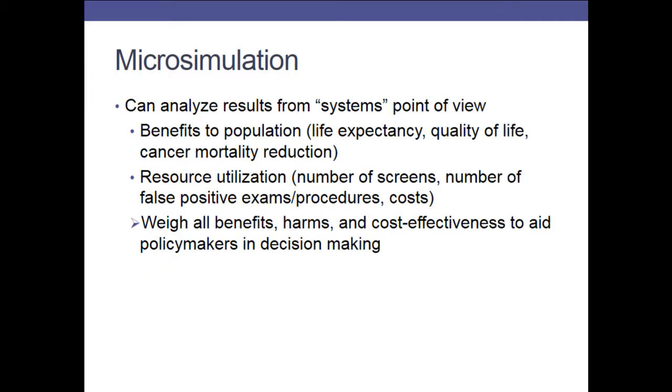One of the advantages of these models is you can analyze results from a systems point of view. So you can look at overall benefits to the entire population, such as life expectancy, quality of life, and cancer mortality reduction. You can also look at resource utilization. So how many screens did you have to perform? What was the number of false positive exams? How many procedures were performed? And what were the overall costs? And then you can synthesize all this information to weigh the benefits, harms, and cost effectiveness and aid policymakers in their decision making.